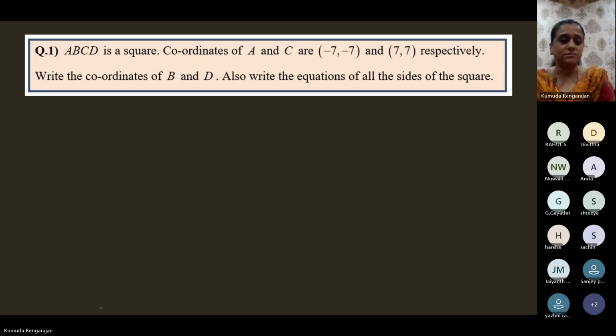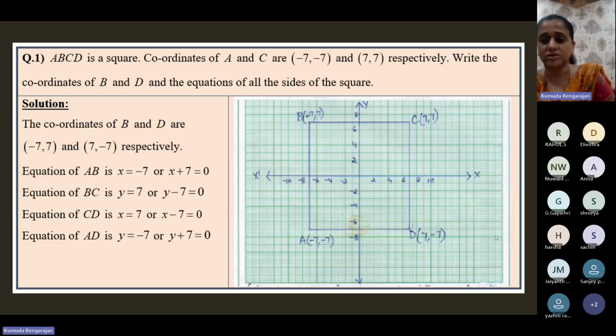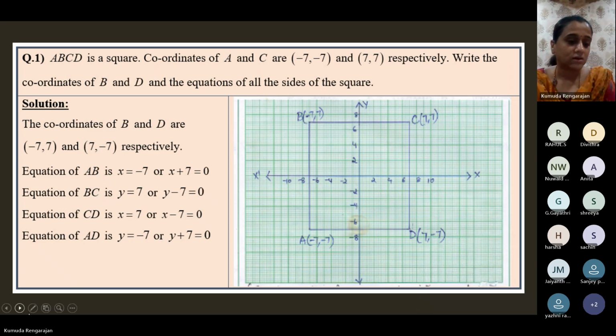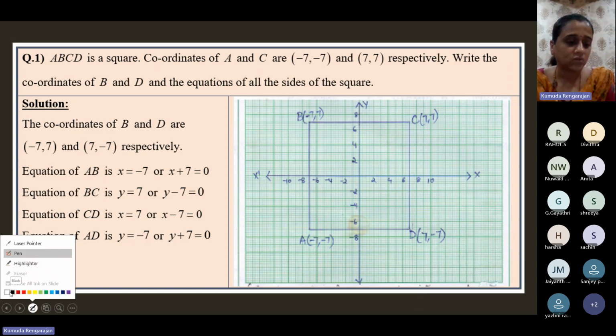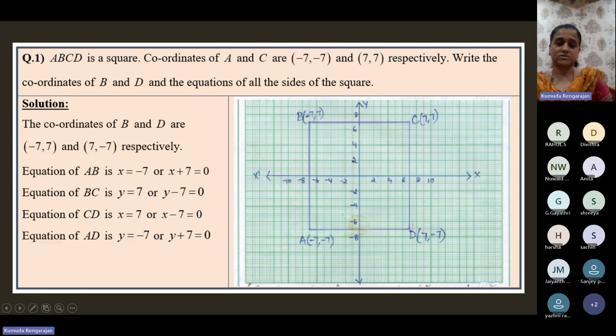Okay. I think for this I have the answer. Please check your answer. Just wait for 2 minutes. Check your answer with what you see on the screen, and then we'll discuss.